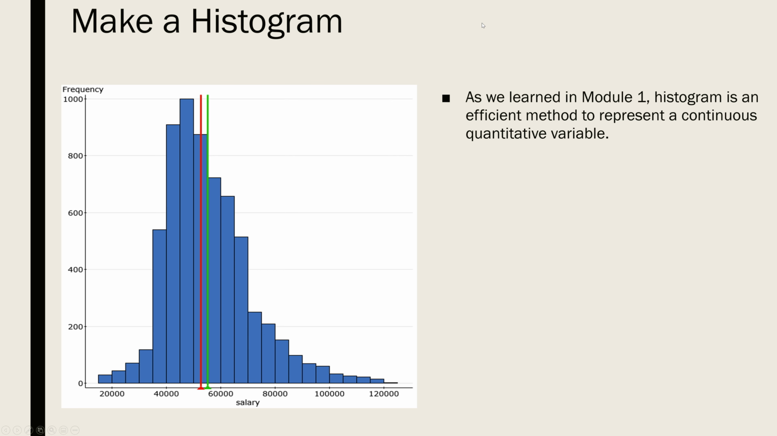As we learned in Module 1, a histogram is an efficient method to represent a continuous quantitative variable. Here, in this histogram, the green vertical line represents the mean, and the red vertical line represents the median.